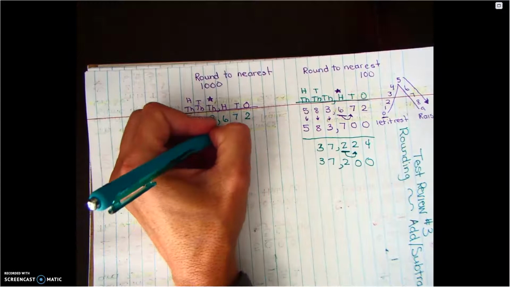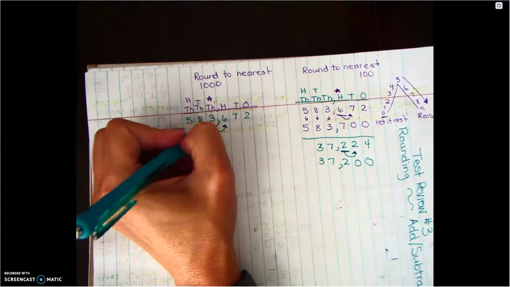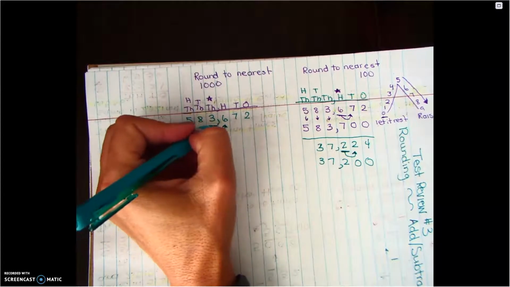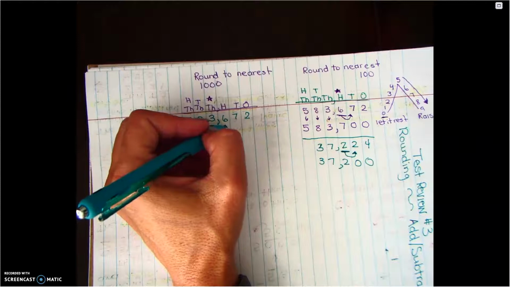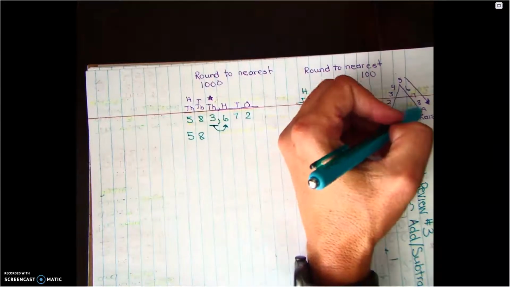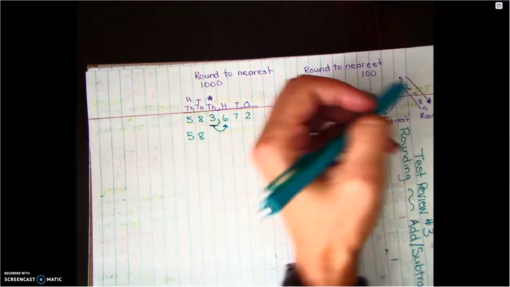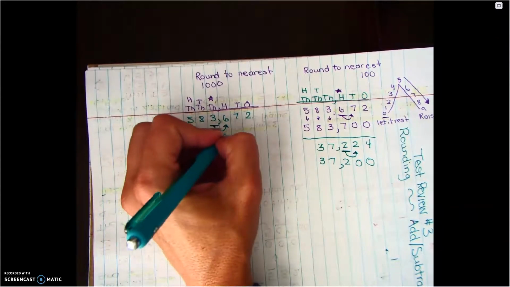So same thing, I'm going to draw my arrow. Everything before the 3 stays the same. I need to decide if my 3 is going to raise up or let it rest. I look next door. 5 or more, raise the score. So it's bigger than 5. So that means the 3 changes to a 4. And look to the right, 0's in sight.